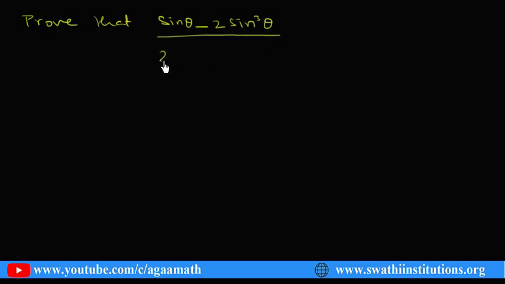Let's see one more question. This is also a proof: sine theta minus 2 sine cube theta by 2 cos cube theta minus cos theta equals tan theta. So by simplifying the LHS, we should get the RHS as tan theta.